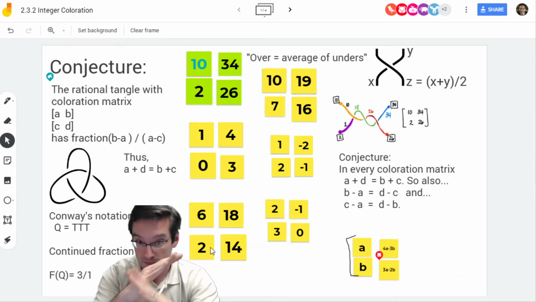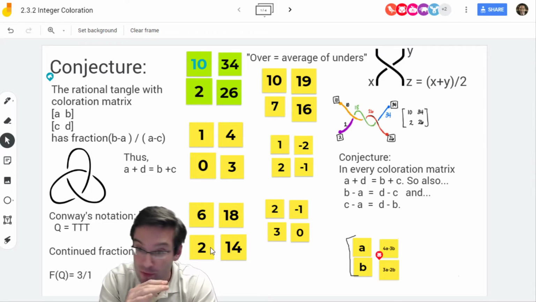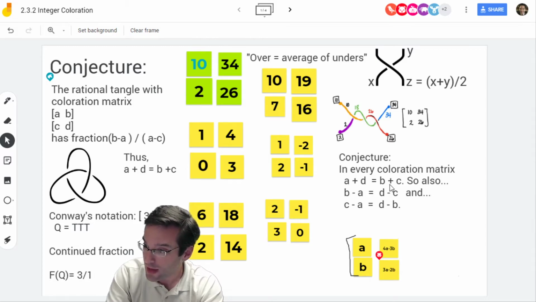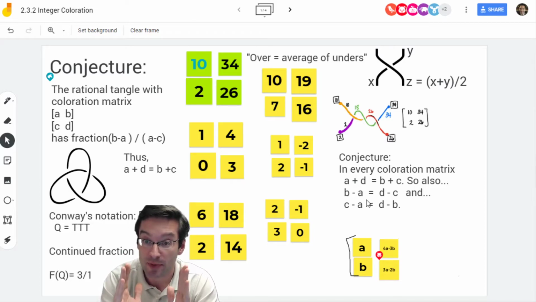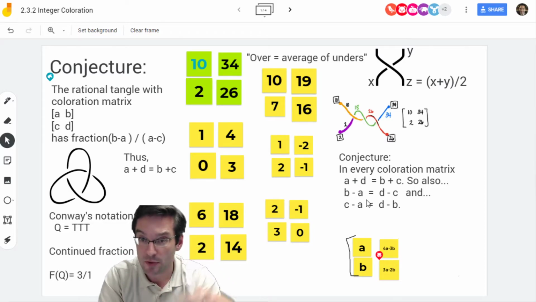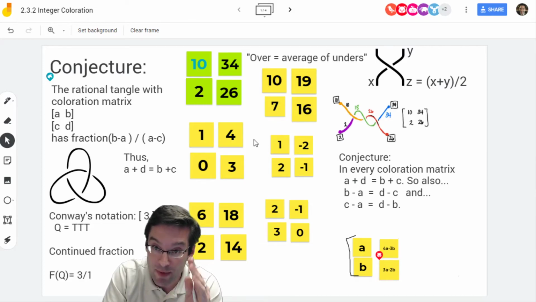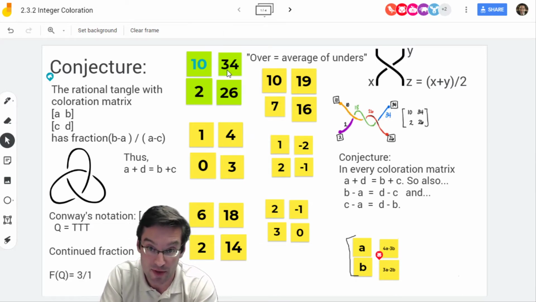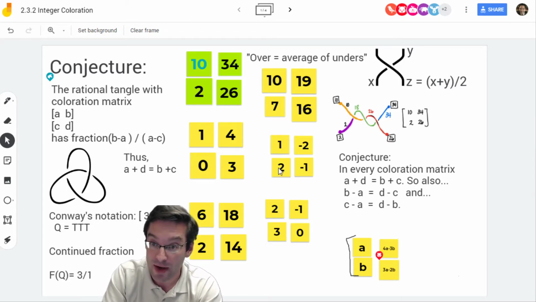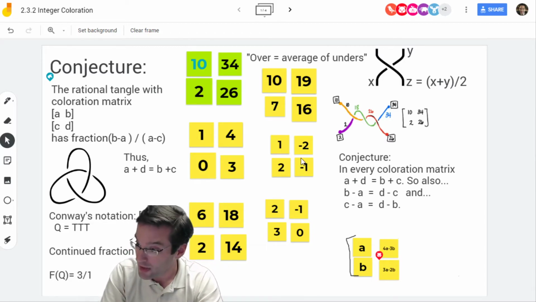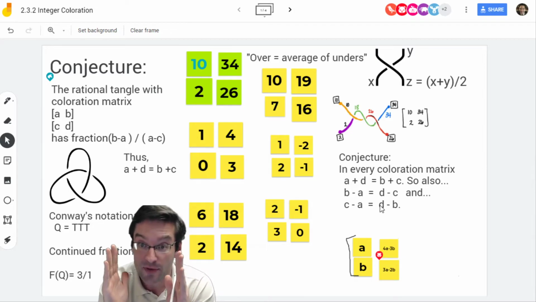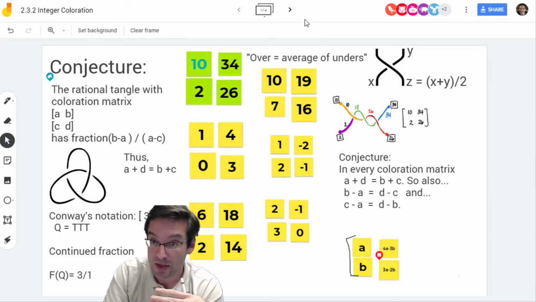So that diagonal property is super helpful because it also implies, and you showed that this was just a simple algebraic manipulation, that the difference between the two rows of each of these matrices is the same in the first column as it is in the second column. So in this green matrix up here, 10 minus 2 is 8, and so is 34 minus 26, right? 1 minus 2 is negative 1, and so is negative 2 minus negative 1. So the difference in the rows is the same in each column. And also, the same is true for the columns. The difference in the columns is the same in each row. So 19 minus 10 is 9, and so is 16 minus 7.